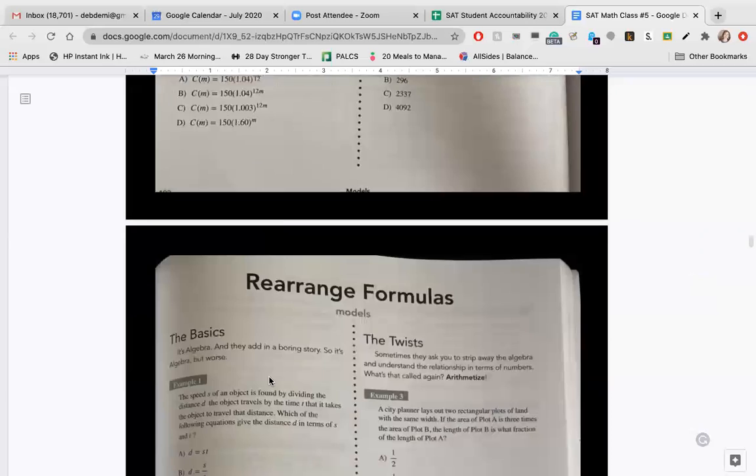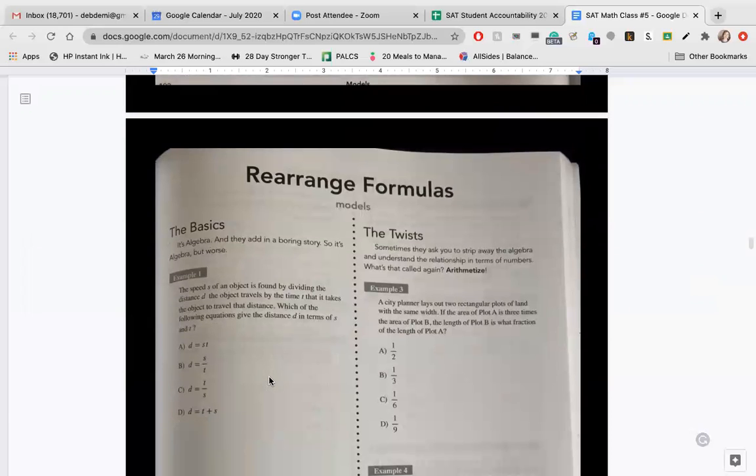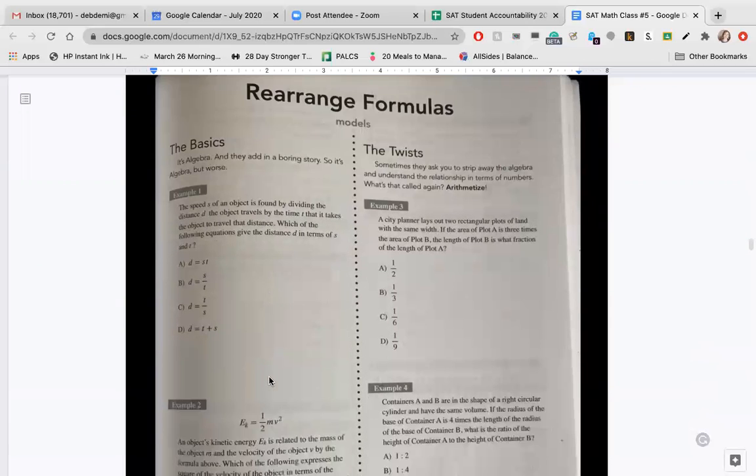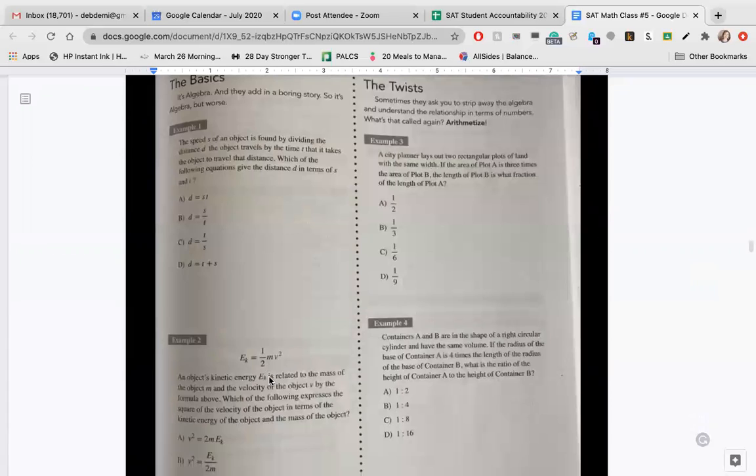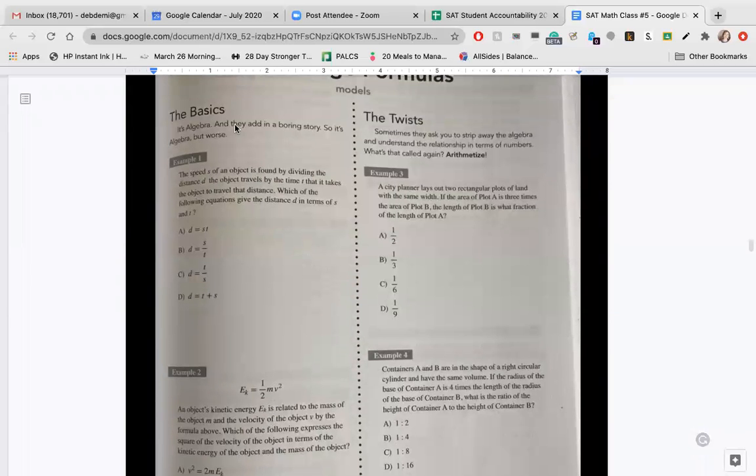Okay, my favorite kind of problem, because I'm an algebra lover, is these kind of problems where you have to arrange the equations. Okay, so you have to arrange it. It says here it's algebra, and they add in a boring story. So it's algebra but worse. Isn't that nice of them? Okay, so go ahead and try example 1. It's a little bit tricky, but you can do it.